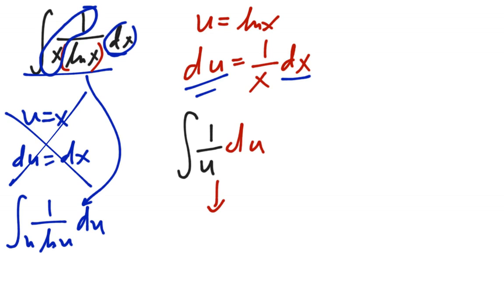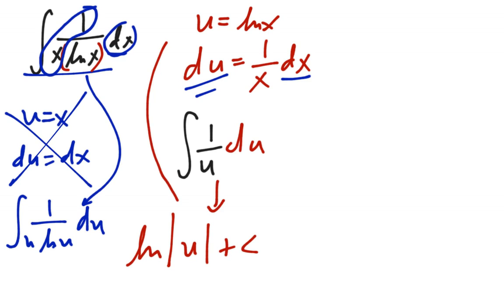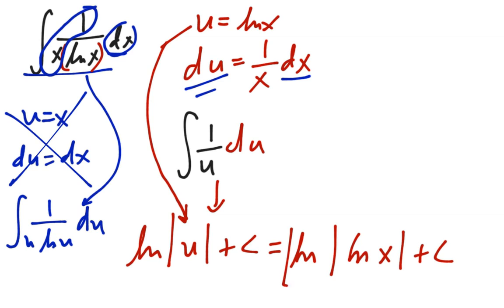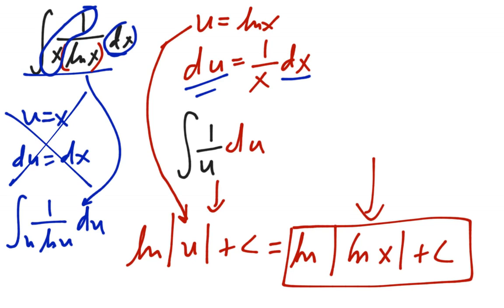Now I can integrate because this is a basic integral. So the integral of 1 over u du is the natural log of the absolute value of u plus c. I'm not done yet because I have to substitute. So substitute in the u, and I'll end up with the natural log of the absolute value of the natural log of x plus c. It's a very strange integral, but that's how it works out. And you can see the reverse chain rule if you were to take the derivative of this back again.